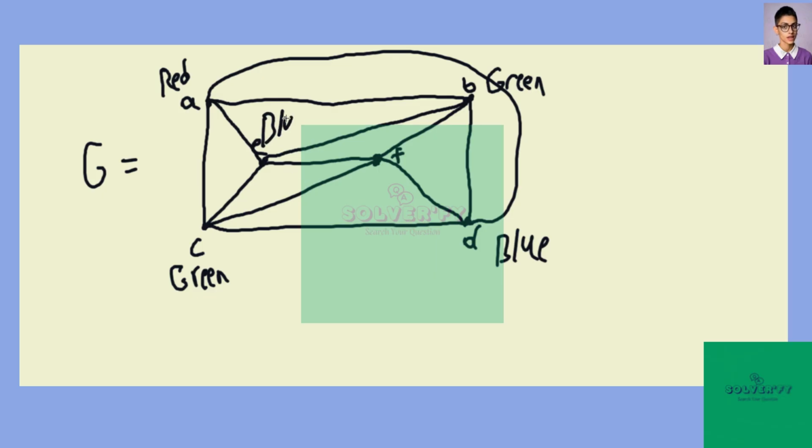And then looking at F, well, F is not connected in any way to another red, right? A is our only red right now, and A is not connected to F. So F can be red.